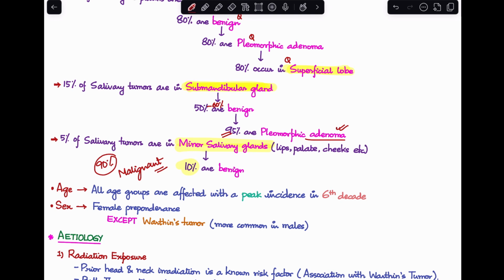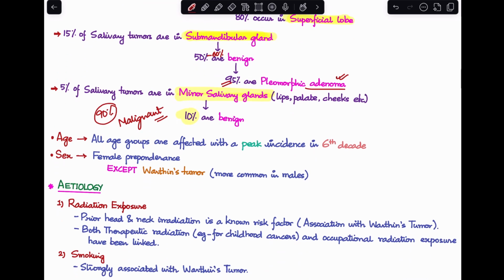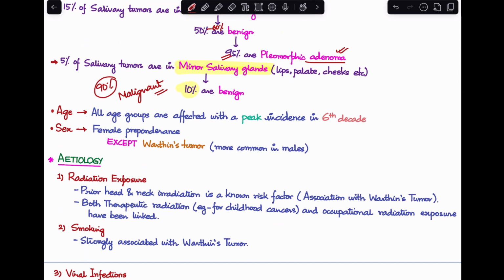Now, coming to age and gender prevalence, in the case of all salivary gland tumors, the most common age group affected is the fourth to sixth decade, with a peak around the sixth decade. And another very important MCQ question: salivary gland tumors are more commonly seen in females.